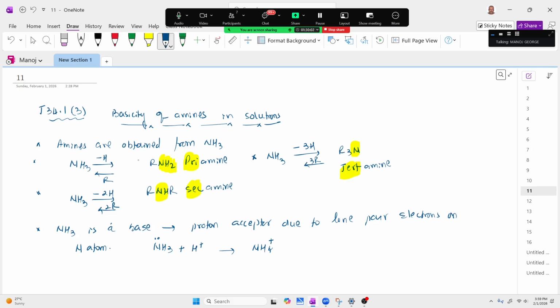Does that make sense? Amines come from ammonia. Ammonia is a base. So amines also must act as a base because they also have nitrogen. Nitrogen has a lone pair of electrons. It can accept the proton with a dative bond. Does that make sense? Please give me a scale of 0 to 10. 10 means it makes sense, you understand. 0 means you don't know what I'm talking about.